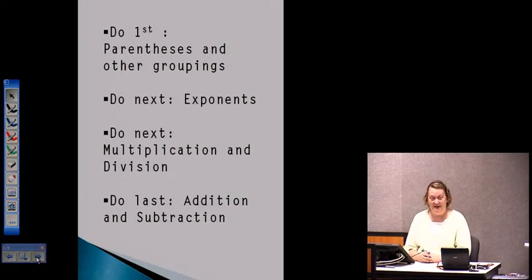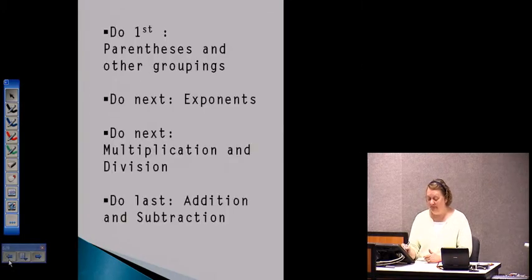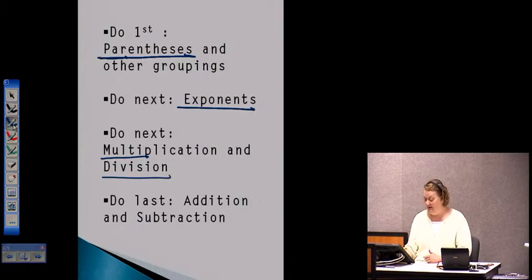Then lastly, what are the last operations to be taken care of? Who's last in line? Well, that's your addition and subtraction. And the keywords here: parentheses, exponents, multiplication and division, addition and subtraction.